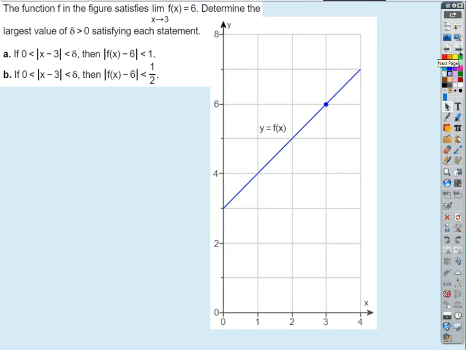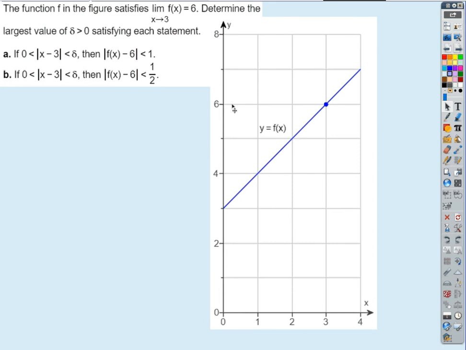Okay, so now, what are some problems that we could apply this concept to a little bit? Well, this is the kind of stuff you're going to see on your assignment. I just took this off the assignment, so let's look at this one. The function f in the figure satisfies the limit of f of x equals 6 as x approaches 3, right? And we can see that. As x approaches 3, the value approaches 6, okay? Determine the largest value of delta that's greater than 0.